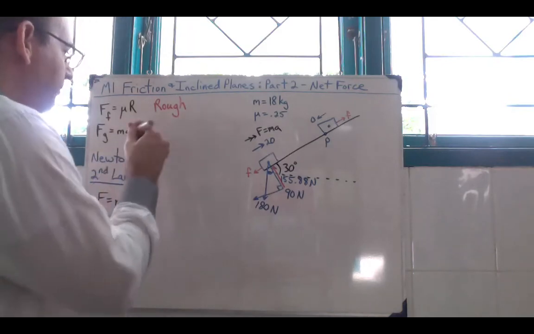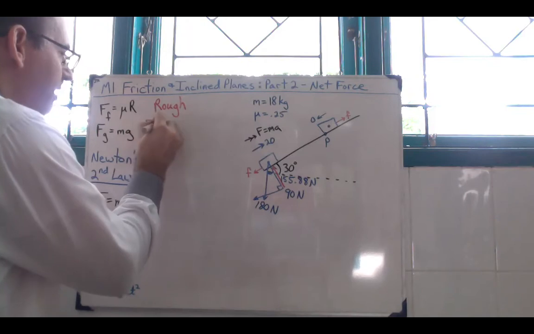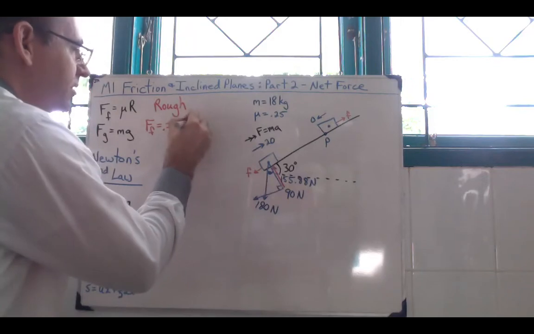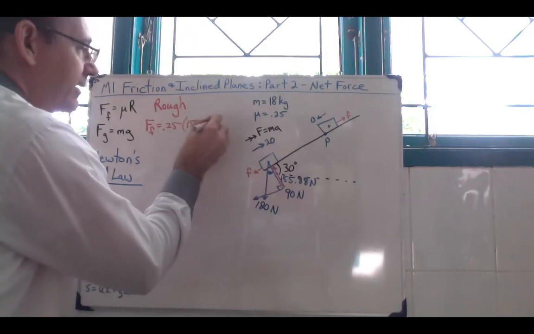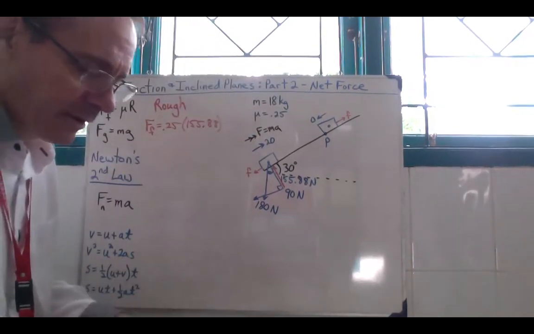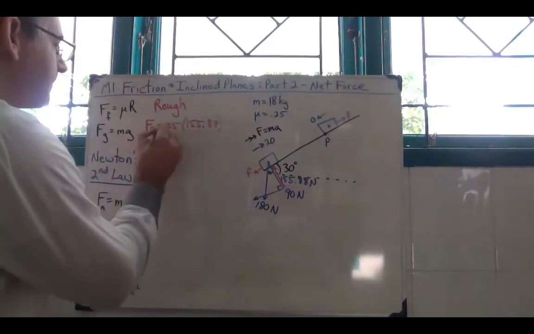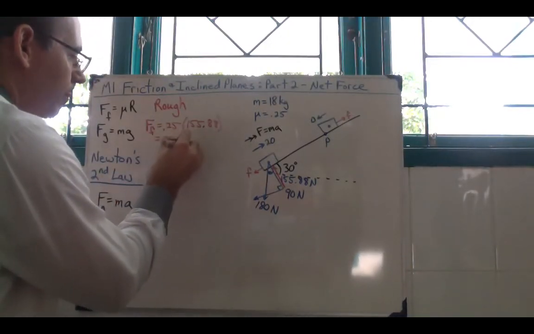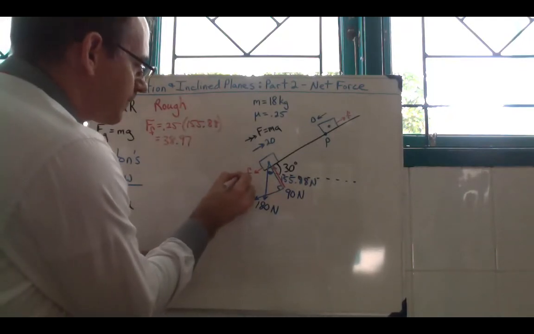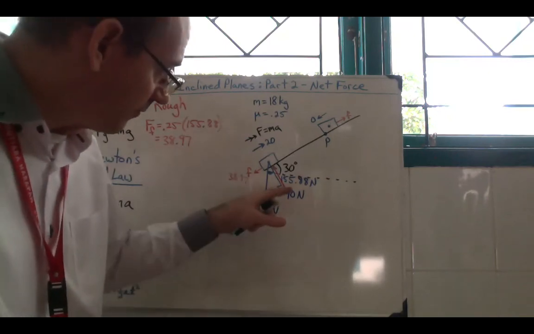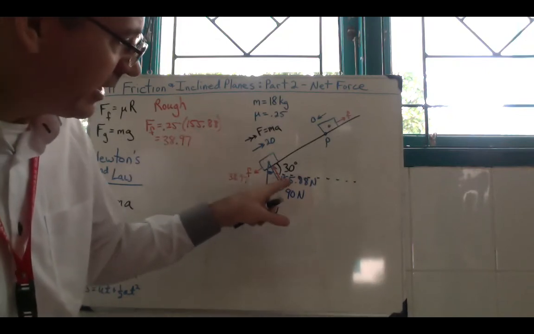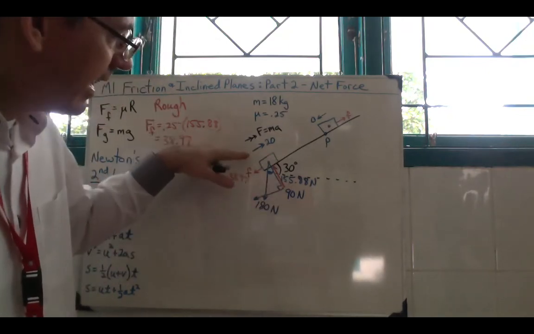So our force of friction is going to be 0.25 times our normal contact force, 155.88, and that is going to give us 38.97. So there's our force of friction, 38.97. And we have our force resolved from gravity going down parallel to the slope, and we have our normal contact force, and we have our velocity.